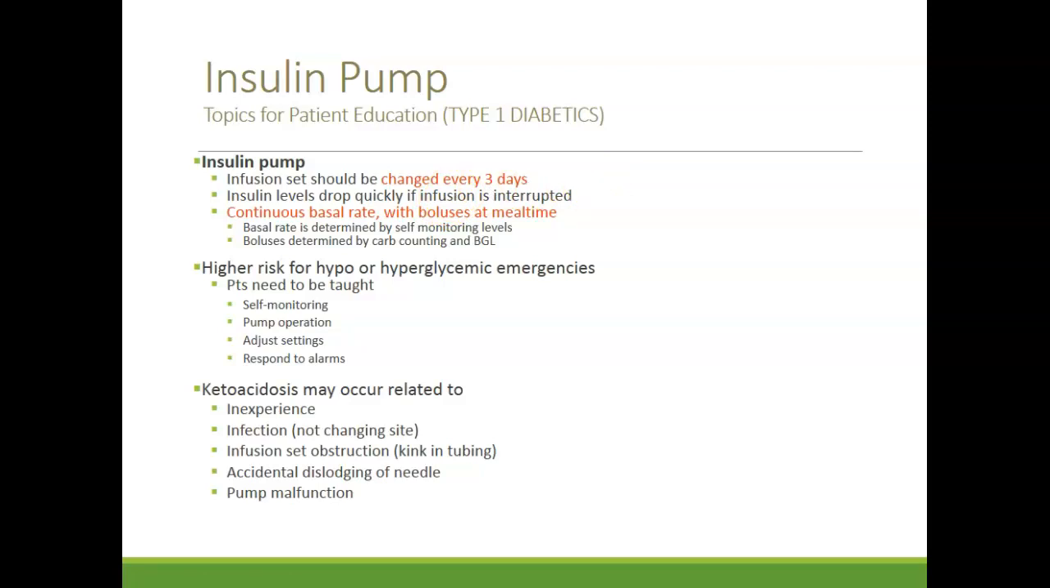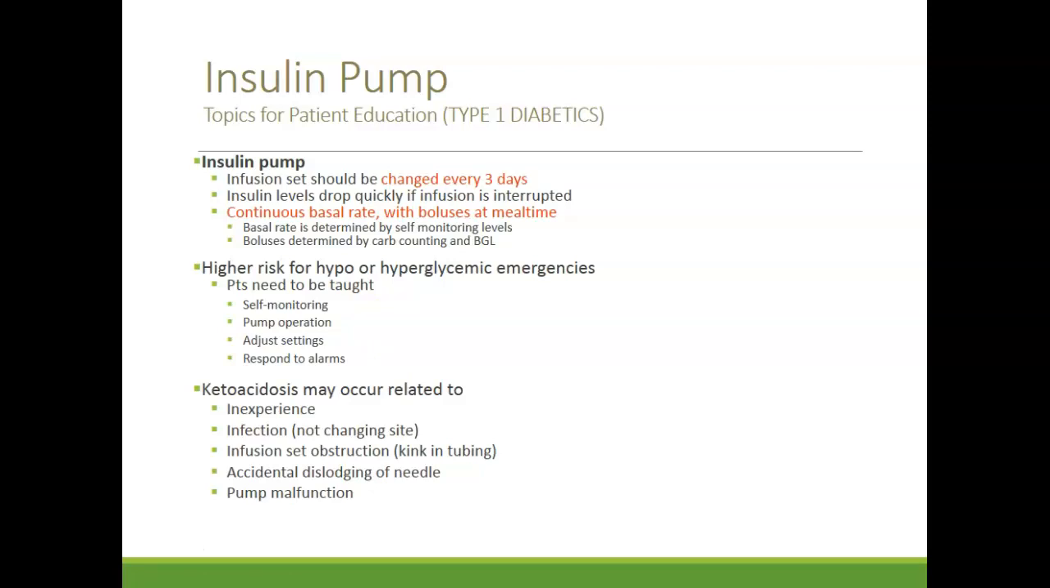A lot of times patients have a continuous basal rate that runs with boluses at meal times. Highest risk for hypoglycemic emergencies, so patients need to be taught how to self-monitor. They need to know how to work their pump, adjust settings, and how to respond appropriately to alarms.